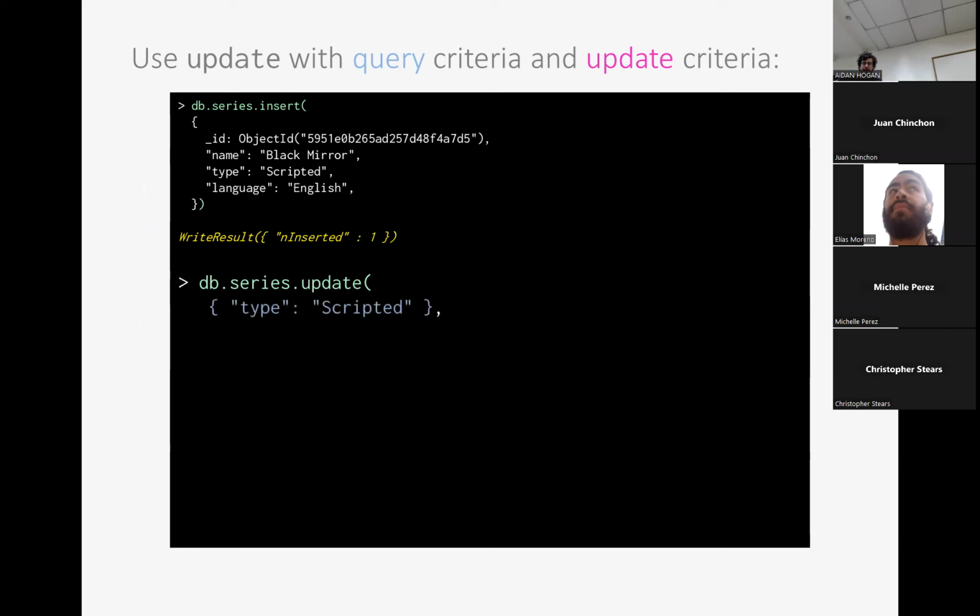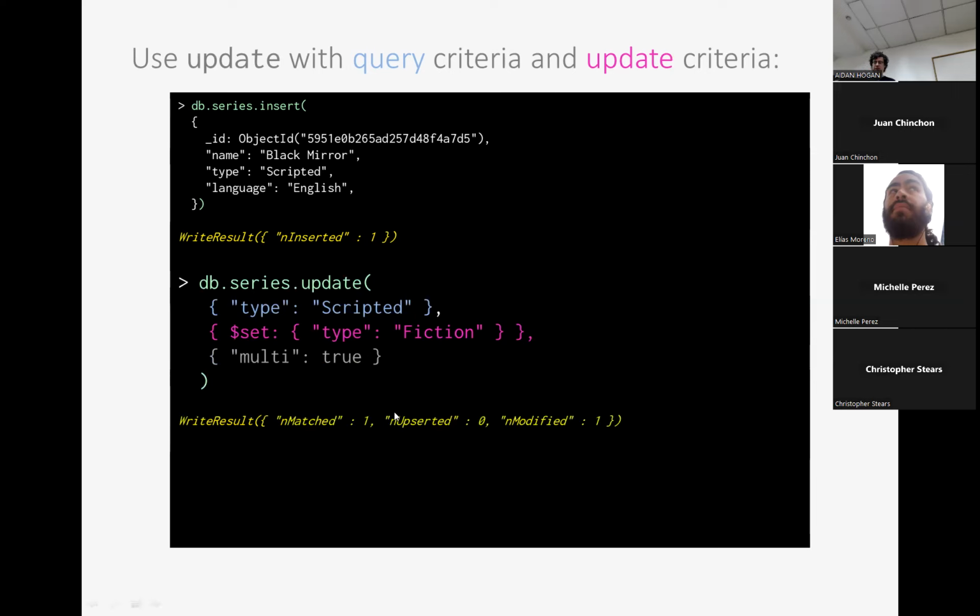The first thing we need to specify is the query, though we could just have the empty query that matches everything. So here we have a selection criteria for the things that we want to update. We say, okay, update type scripted, and I want to replace scripted with the type fiction. Actually, all of the scripted series, I want to call them fiction now. So this will update the documents in the collection and will tell us how many documents were matched for the selection criteria and how many documents were modified.